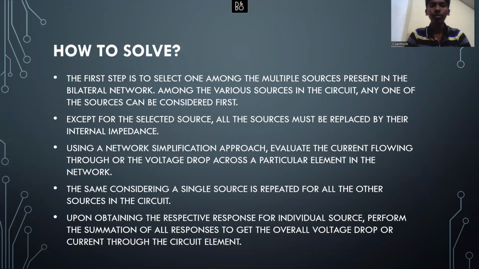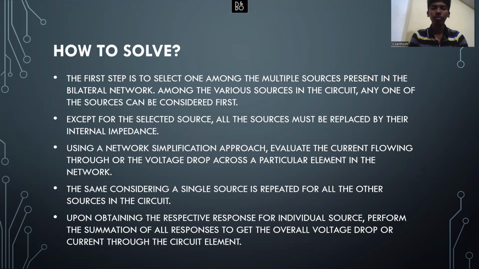So how to solve. The first step in solving a superposition theorem problem is that we are going to consider one separate source. Say you have three sources, consider it's two voltage sources and a current source. So first we can say that we'll take the current source and we'll neglect the voltage sources, or consider them to be zero.